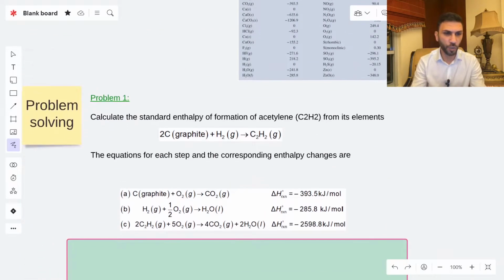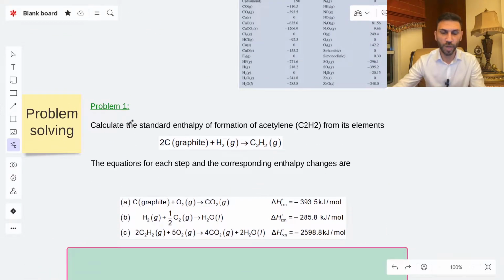In the previous video, we stopped at this problem, and I asked you to try to do it by yourselves. Problem 1: calculate the standard enthalpy of formation of acetylene, C2H2, from its elements. And you are given three equations about the steps for the enthalpy changes for the desired reaction.